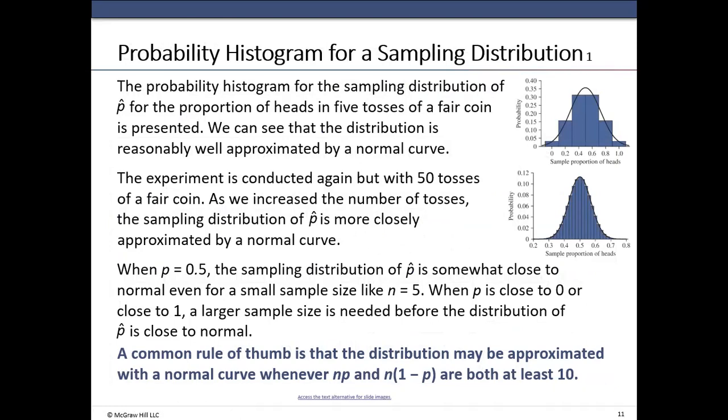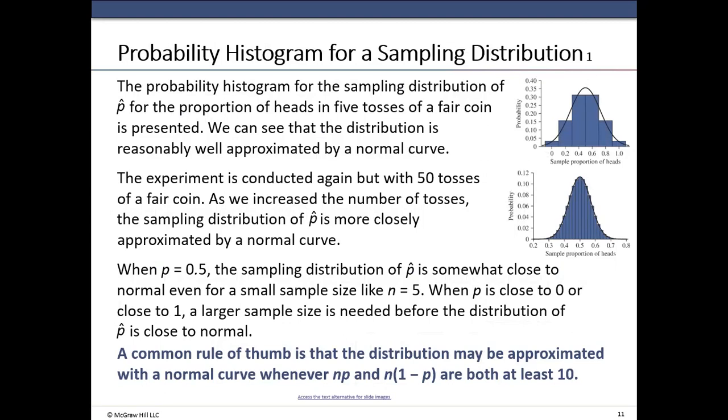Now we make n equal to 50. The experiment is conducted again, but with 50 tosses of a fair coin. As we increase the number of tosses, so n from 5 became 50, the sampling distribution of p hat, which is the second curve now, the bottom curve, is more closely approximated by a normal curve. So you see on the top n is equal to 5, on the bottom n equal to 50, but the curve for n equal to 50, the sampling distribution, is closer to a normal and it has got a lower standard deviation. It's tall and thin.